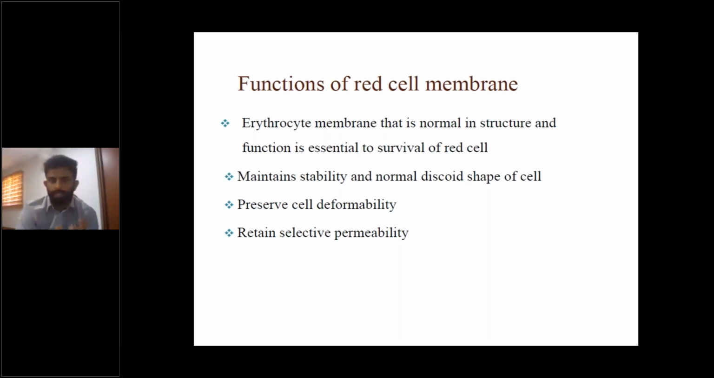Once the red cell membrane is altered, then there is no stability. The surface area of the cell changes. It becomes more spherical in shape. There is loss of cell deformability, which will cause destruction while passing through tiny blood vessels. Selective permeability is lost, so it becomes highly permeable to solutes and to water, which leads to destruction of the cell. This selective permeability loss is the basis of the osmotic fragility test in hereditary spherocytosis.